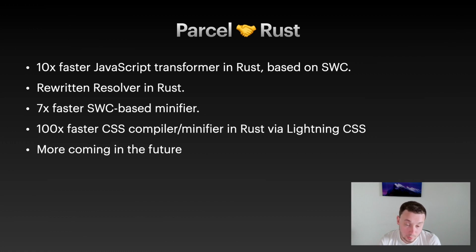And in 2023, we rewrote the default resolver plugin in Rust as well, and replaced the Terser minifier, which was written in JavaScript, with an SWC-based version that was 7 times faster again. We also replaced our post-CSS based CSS compiler with Lightning CSS, which is also written in Rust. And we aren't stopping there. Eventually, the goal is for most of Parcel to be written in Rust.